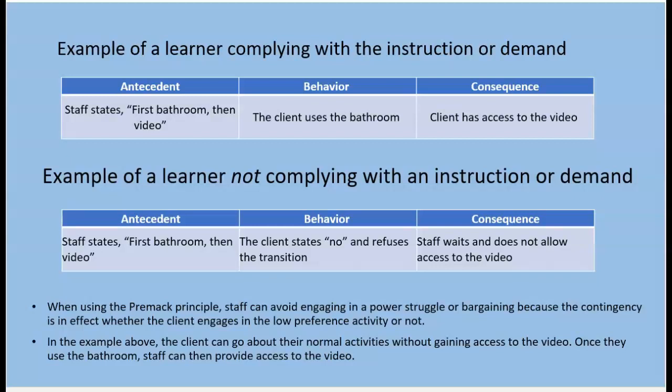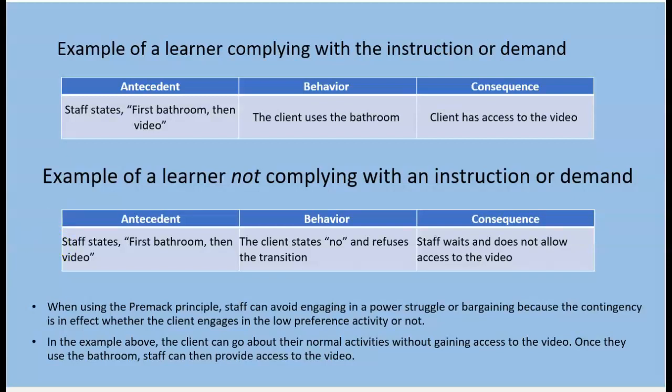An example of a learner not complying with an instruction or demand includes the antecedent, staff states first bathroom, then video. The behavior, the client states no and refuses the transition. And the consequence, staff waits and does not allow access to the video.